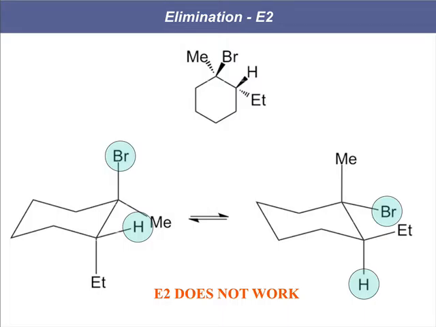It's important to pay attention to the conformational freedoms or limitations in a structure before you evaluate whether it can actually undergo the reaction. Just because you have a leaving group and an adjacent hydrogen does not necessarily mean that the reaction will proceed.